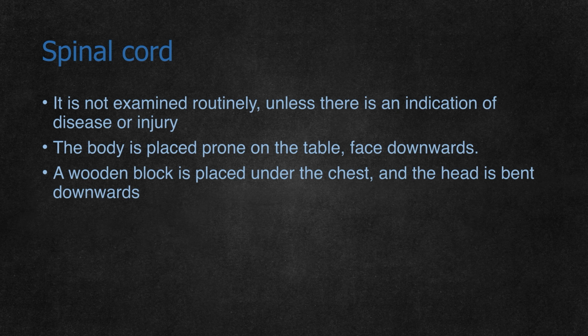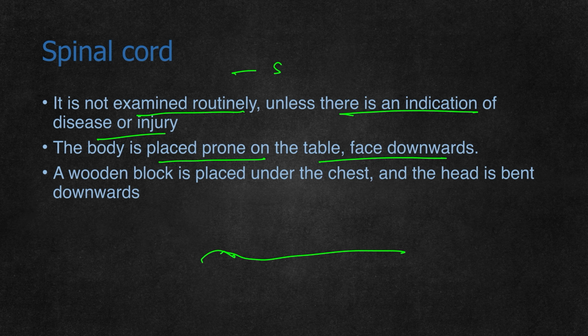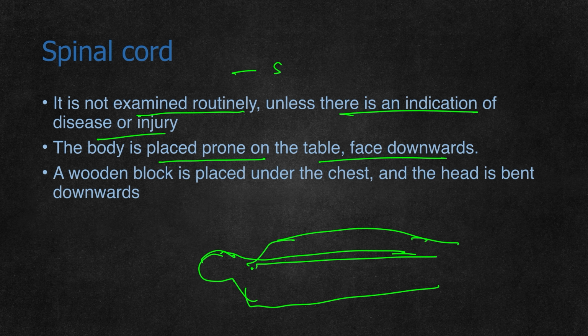To dissect the spinal cord: usually it is not examined routinely, but if there is an indication, it has to be dissected. It is mainly done in cases of spinal cord poisons, or in case of fractures if indication is present. The body is placed prone on the table, face downwards, with the hands on the back, and a midline incision is taken from the occipital bone to the sacrum.